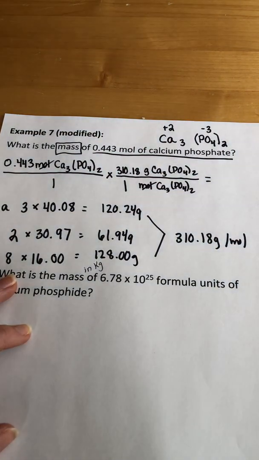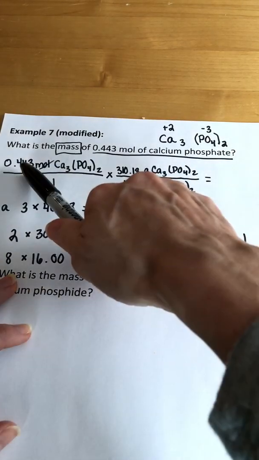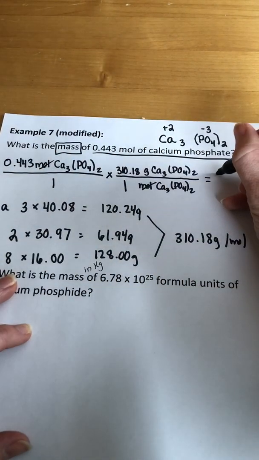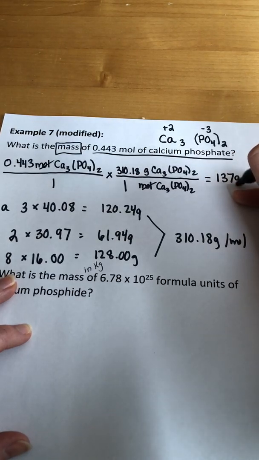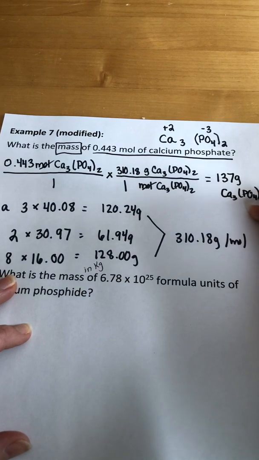So at this point, we can go ahead and solve. We need to solve to 3 sig figs. And if you round your final answer to 3 sig figs, you should get 137 grams.